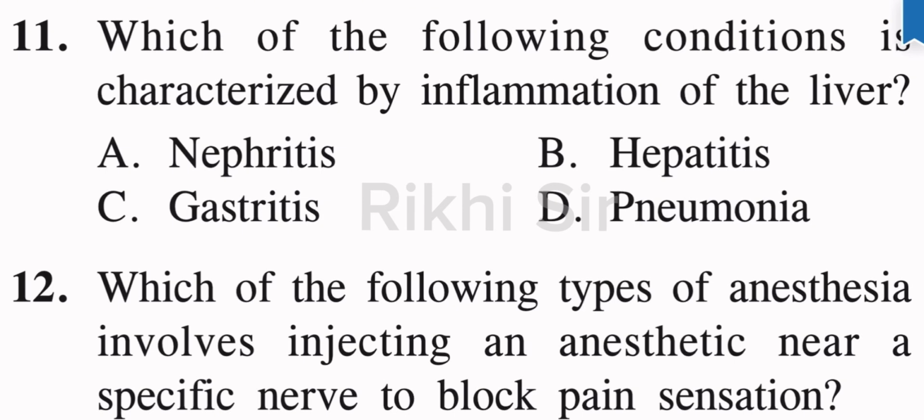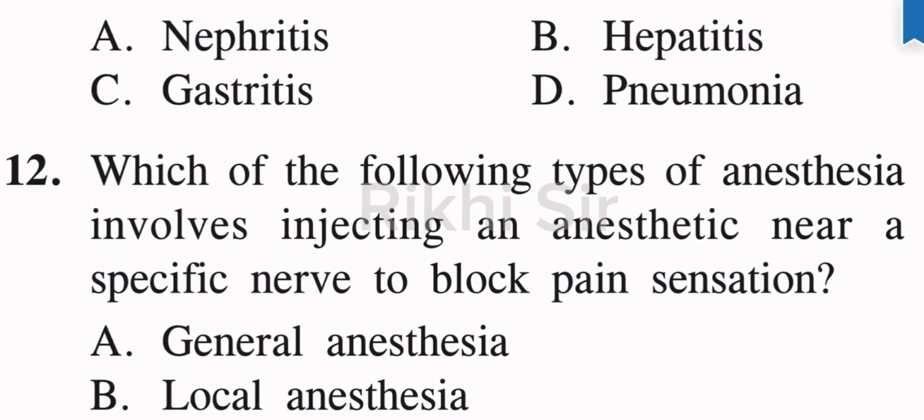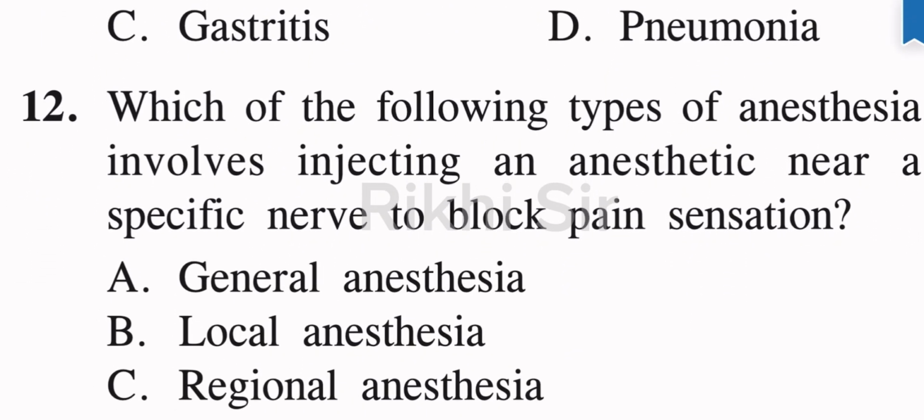Which of the following conditions is characterized by inflammation of the liver? Nephritis, hepatitis, gastritis, pneumonia. So, write the answer in the comment box. Next question: which of the following types of anesthesia involves injecting an anesthetic near a specific nerve to block pain sensation? General anesthesia, local anesthesia, regional anesthesia, inhalation anesthesia.